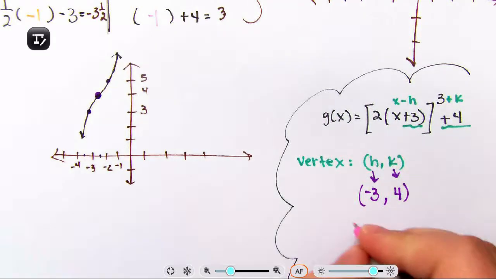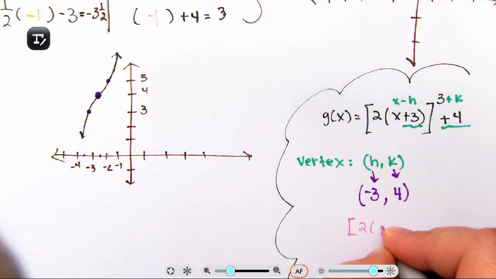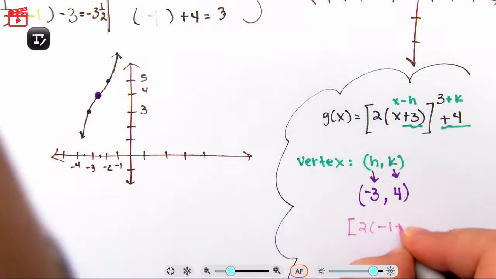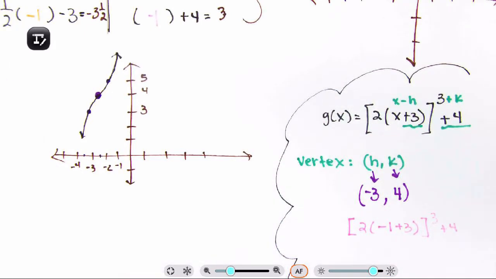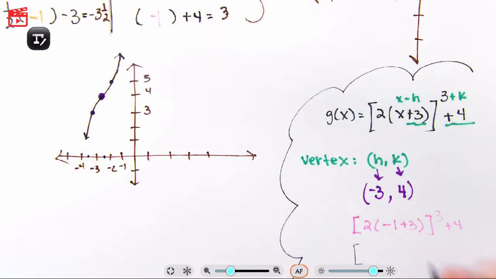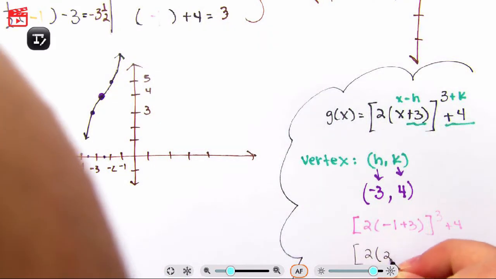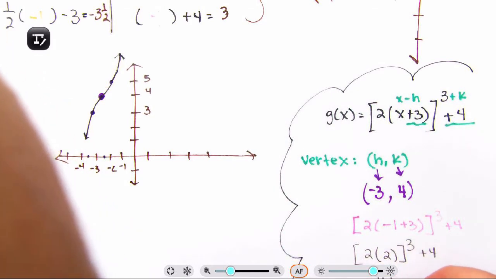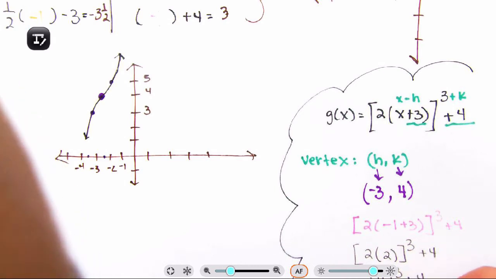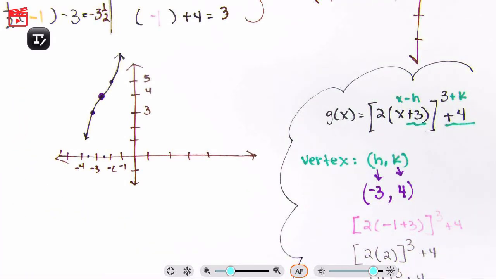So if we do negative 1, I want to do numbers that don't necessarily match up there. So if I wanted to plug in, let's see what we have. We would have 2 times, let's do negative 1 because I want it smaller. Negative 1 plus 3, that's all cubed, plus 4. I have a hunch that this is going to be a very big number, or at least a bigger number than what I can fit here. So 2 times 2 cubed plus 4. 2 times 2 is 4. We want 4 cubed plus 4. 4 times 4 is 16. 16 times 4, I believe that's 64. So I have 64.